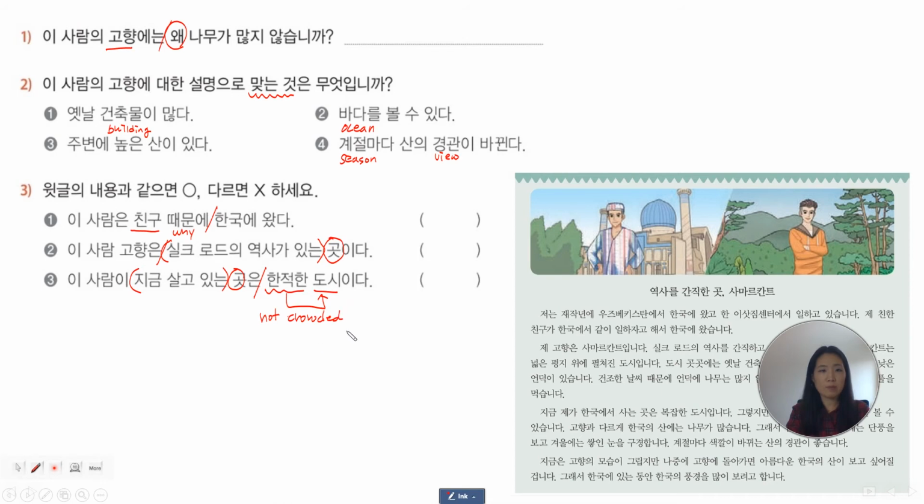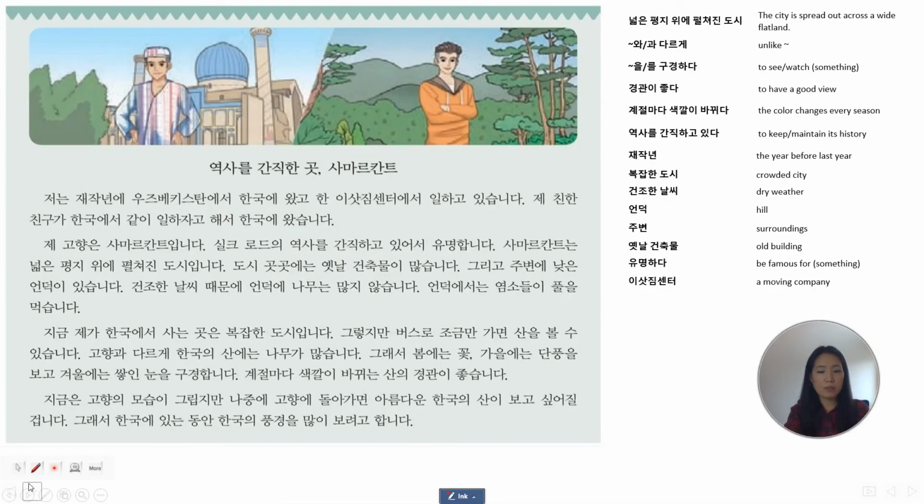Opposite of 복잡하다. So we can assume that the reading will be about the person's hometown, what the hometown is like, and then the city in Korea where he lives. So here is the passage. The title. 역사를 간직한 곳 사마르칸트.